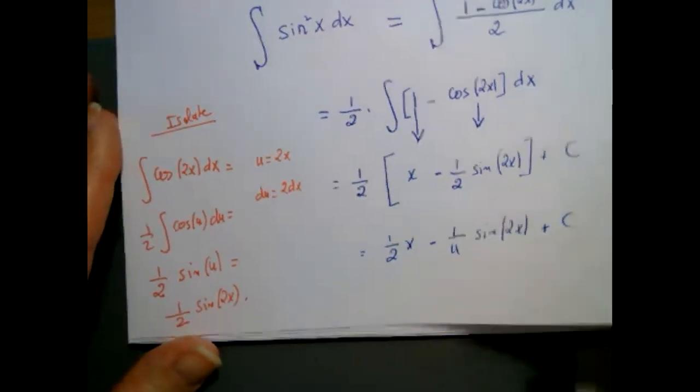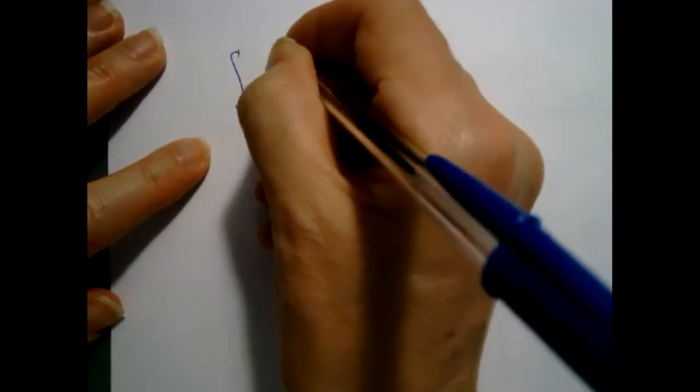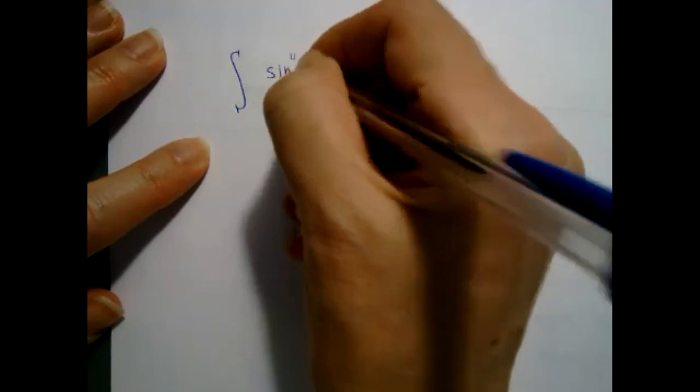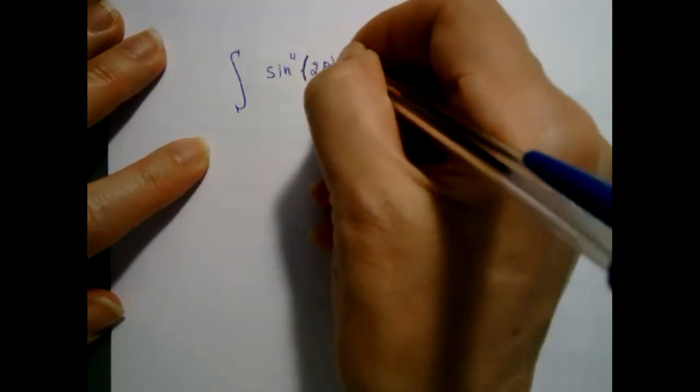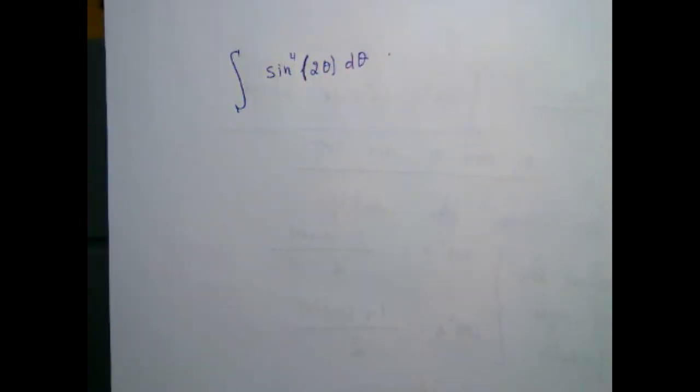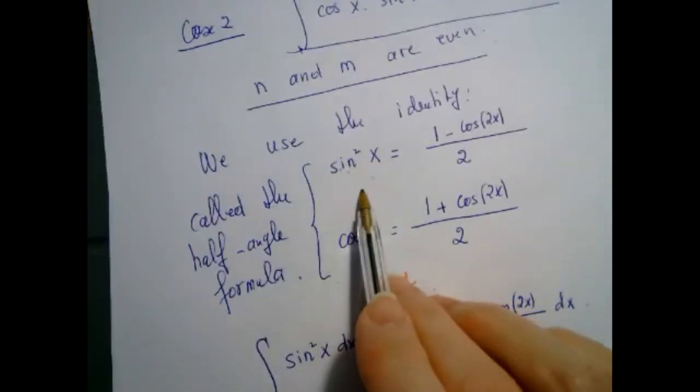Let me do one more along the same line. Suppose now I have, I don't know, sine 4 of 2 theta d theta. Let me make it a little bit harder. So again, I look at it. I only have even power. So I use the half angle formula. But how can I use it? The half angle formula involves the square. If I had a 4 power, how am I going to use the half angle formula?